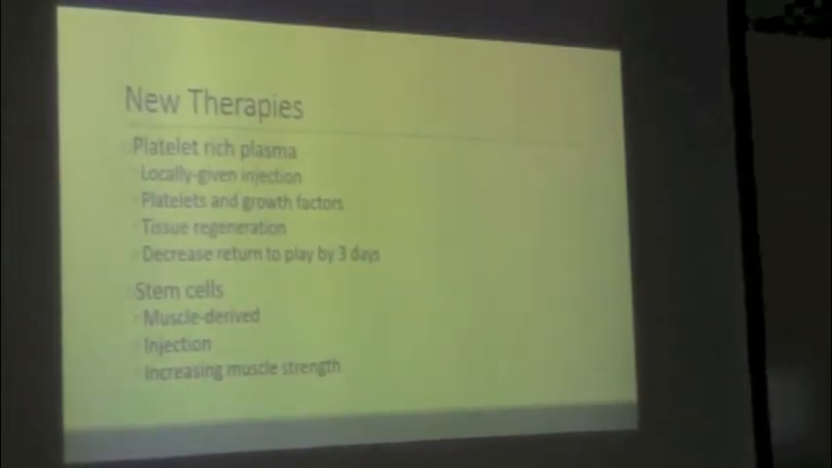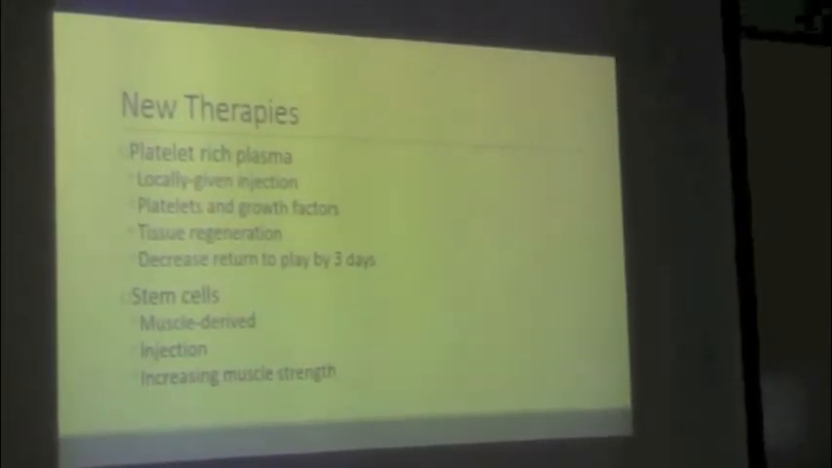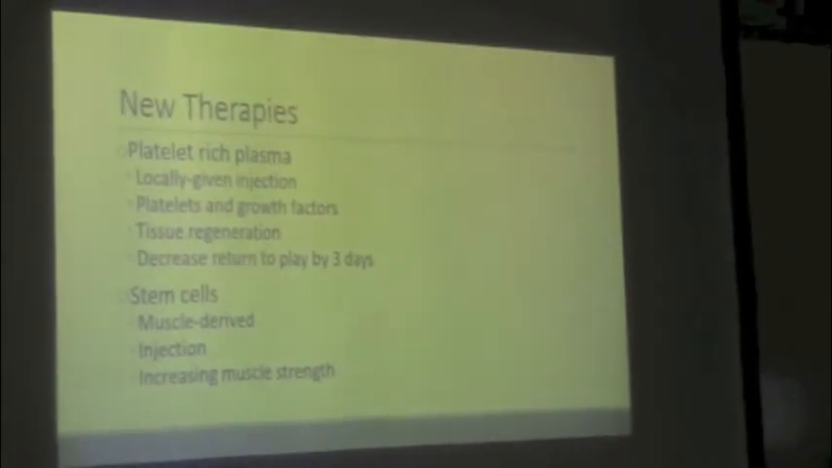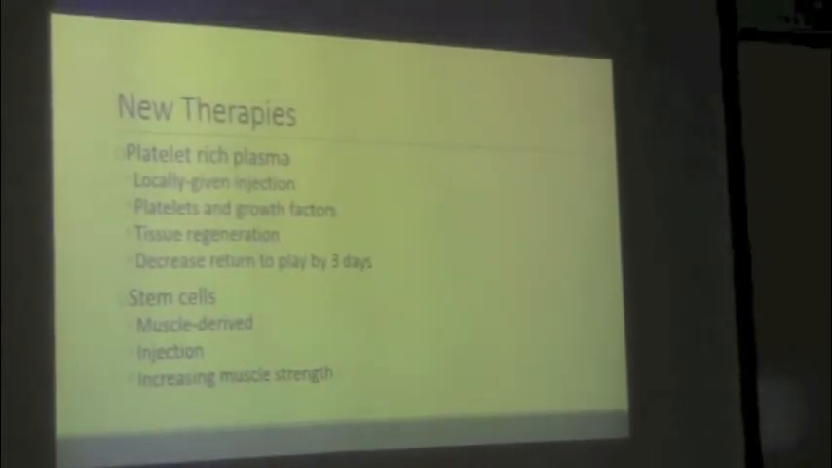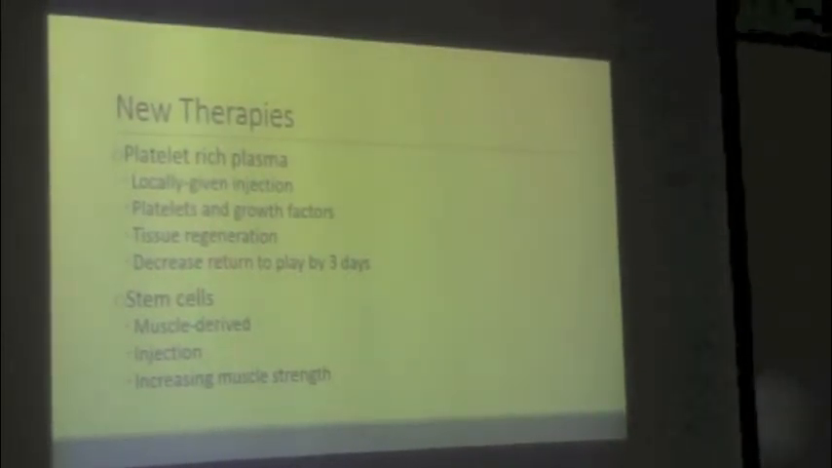The other one that I looked at was using stem cell injections. So these are muscle-derived stem cells. They're injected and then they help increase the muscle strength and grow back the muscle that was damaged.